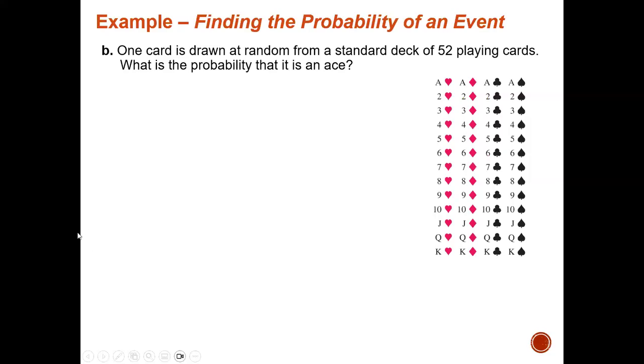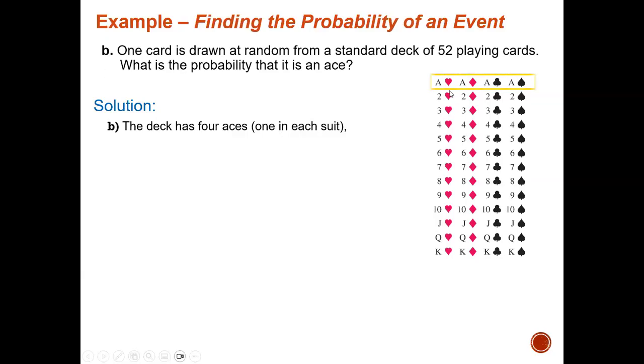Okay, you're going to see probability a lot with a deck of cards as well. So here it is again, so you guys can see it. 1 card is drawn at random from the deck of 52 cards. What is the probability that it is an ace? Okay, so the deck has 4 aces. So remember, going back to probability, it's the number in our event, the number of outcomes that we want, over the total number of outcomes, right?